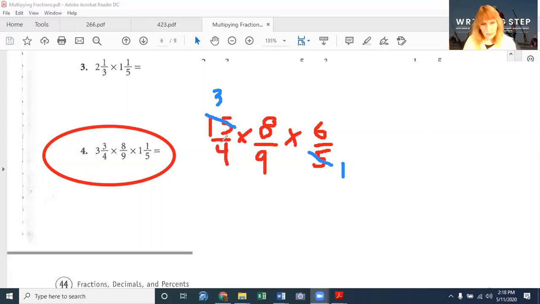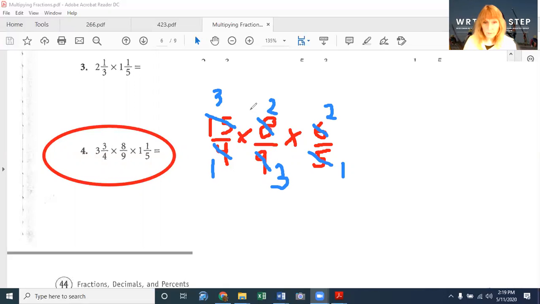I know that 8 and 4 are going to work. 8 divided by 4 is going to give me 2. 4 divided by 4 is going to give me 1. And I know that I can divide 6 and 9 by 3. So 6 divided by 3 is 2. 9 divided by 3 is 3. Now look at how nice that is. Way less multiplying. Super easy now.